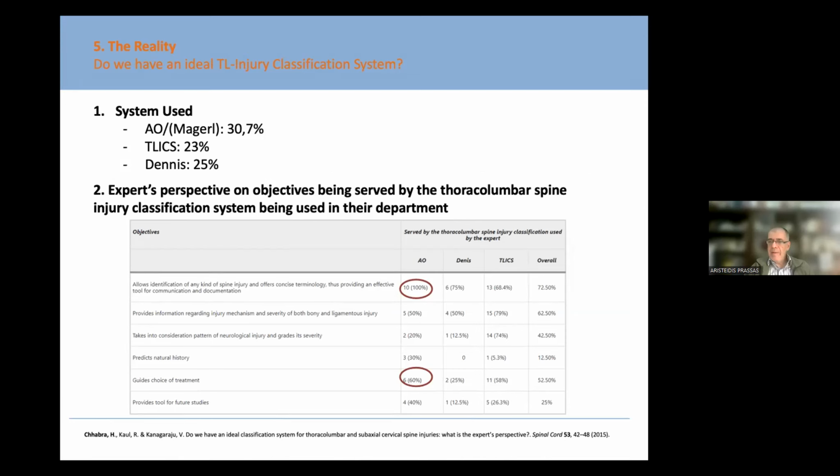Could you speed up a little? We're a bit late. Yes, this is the last slide actually.